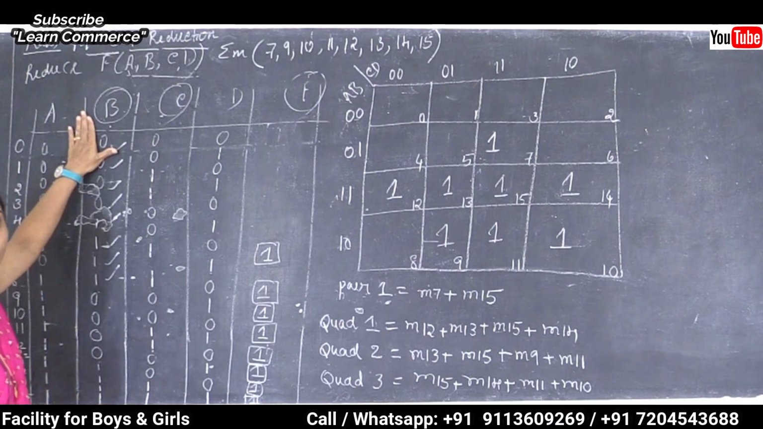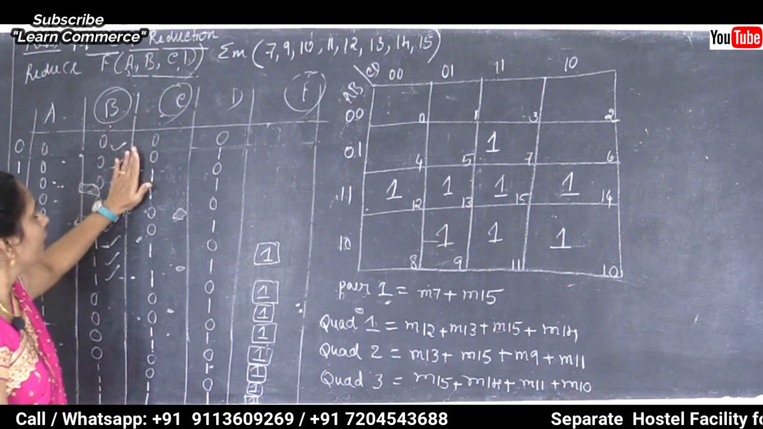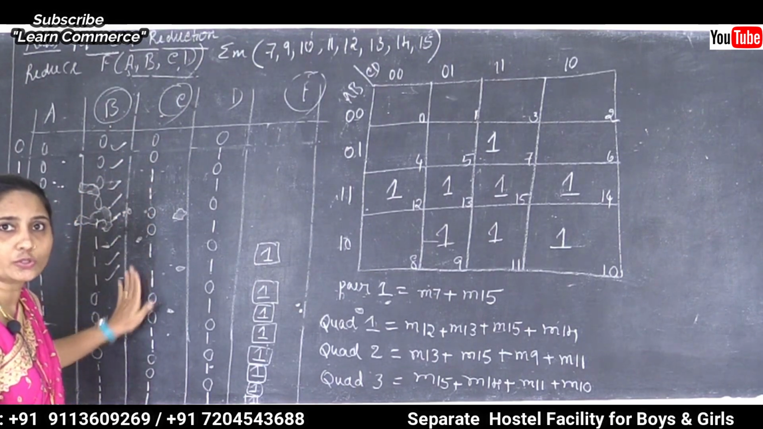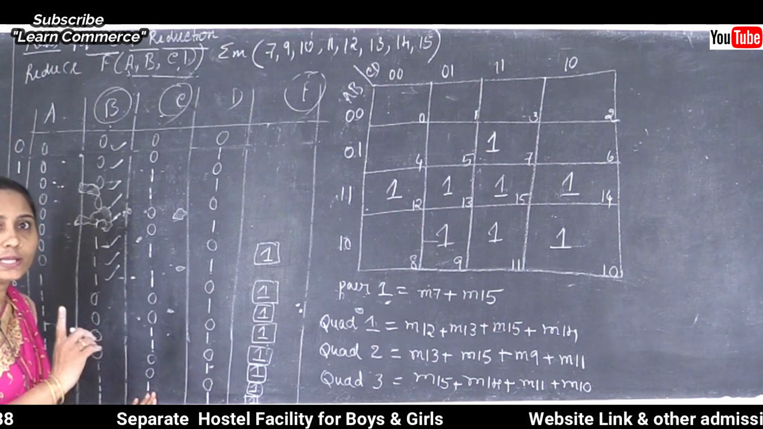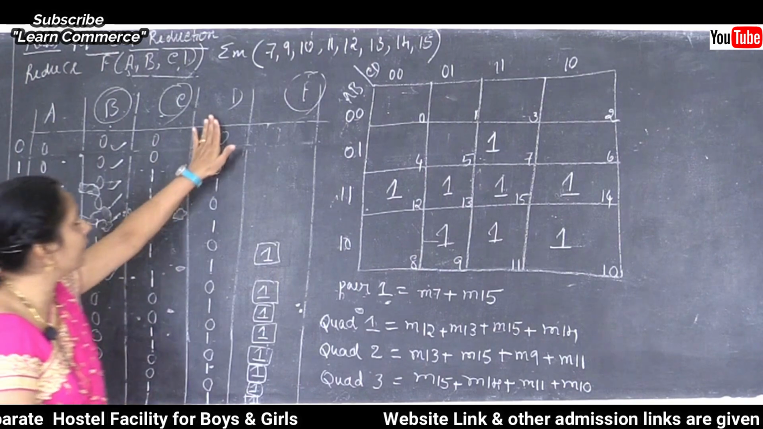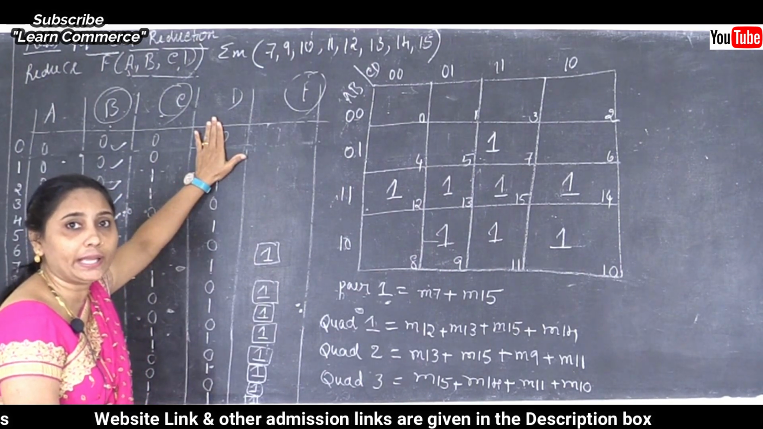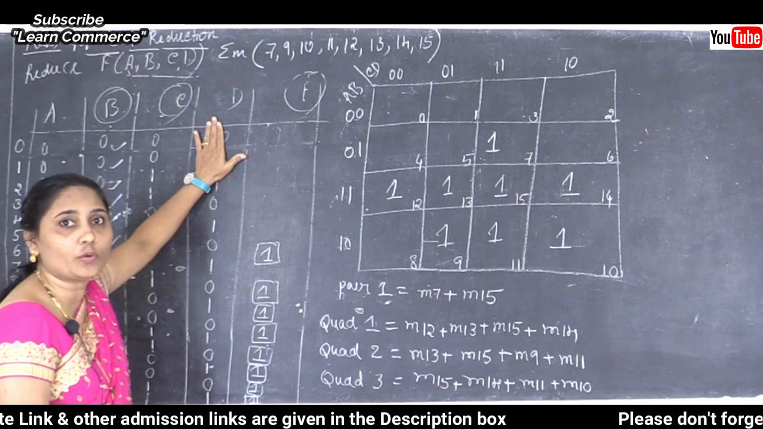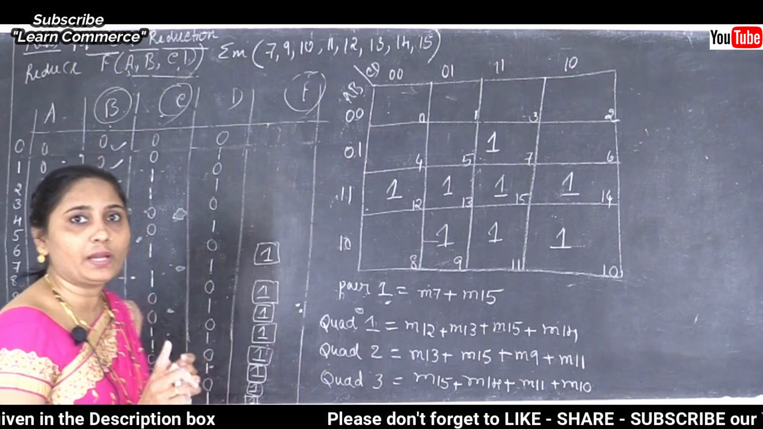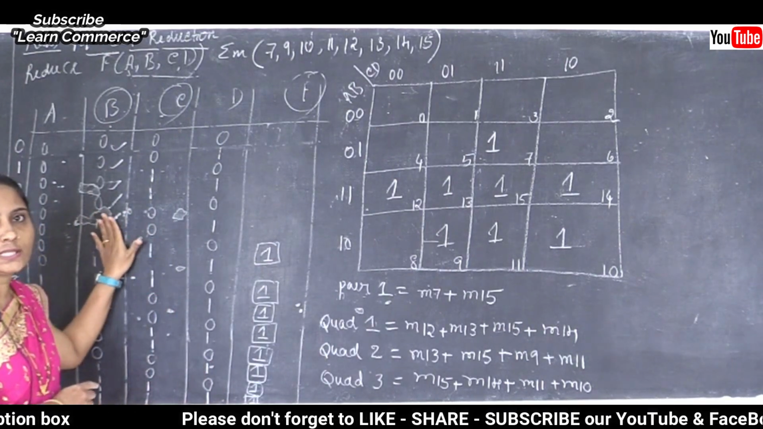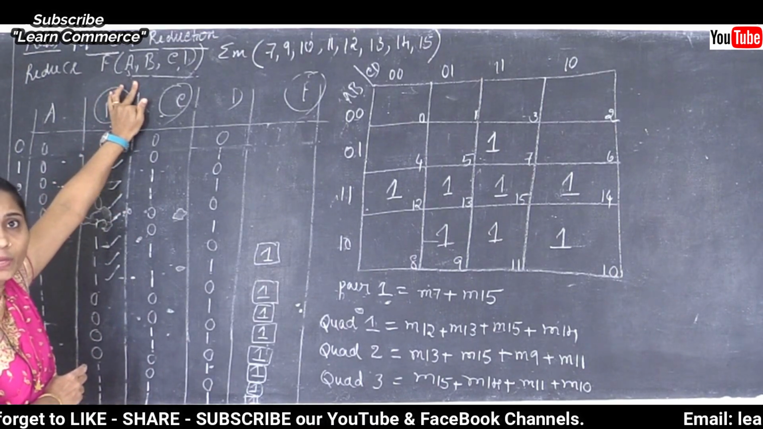For the A column, 8 zeros and 8 ones. For the B column, 4 zeros, 4 ones, 4 zeros, 4 ones. For the C column, 2 zeros, 2 ones, 2 zeros, 2 ones, and it continues from 0 to 15 with the same pattern. And for the last column, D, we take the values 0 1 0 1 0 1 till the end, from 0 to 15, like that it will continue. So these are the values we have taken, depending on the number of variables.